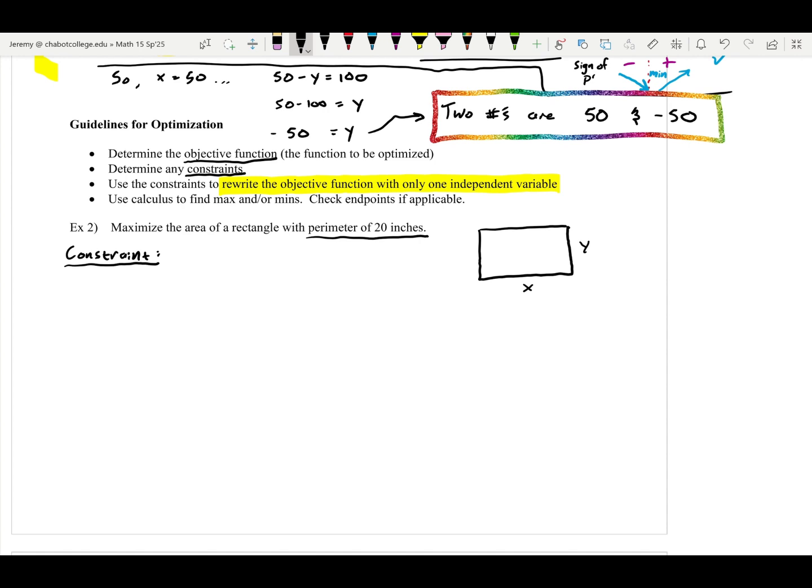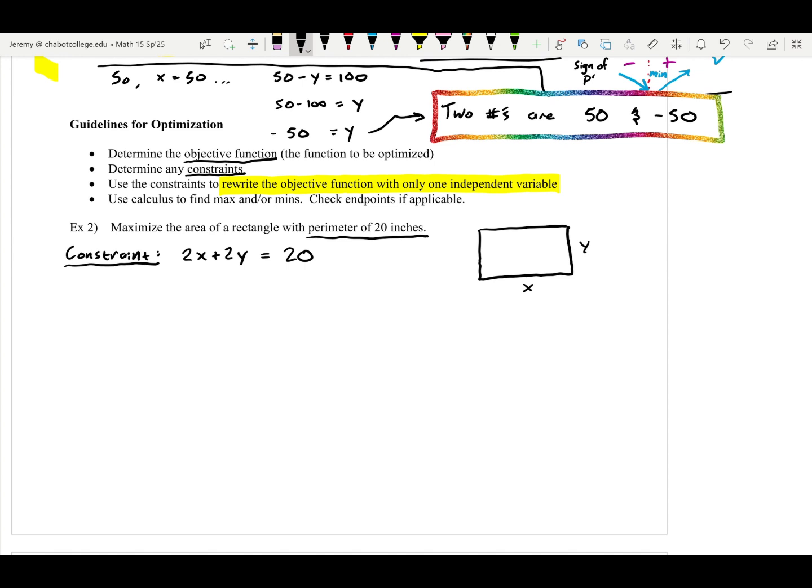Usually there's some number that defines a constraint, in this case on the perimeter of the rectangle. Okay, so if the perimeter is 20 inches, how can we define an equation using our variables x and y given that the perimeter should be 20 inches? Well, the perimeter of a rectangle is just the sum of all four sides. So that would be x plus x plus y plus y, or 2x plus 2y would be the more concise way of writing that. And this is equal to 20. All right, so there's my constraint equation.